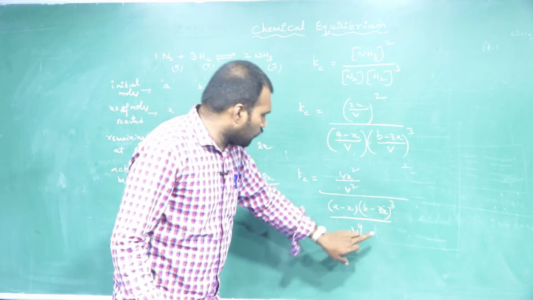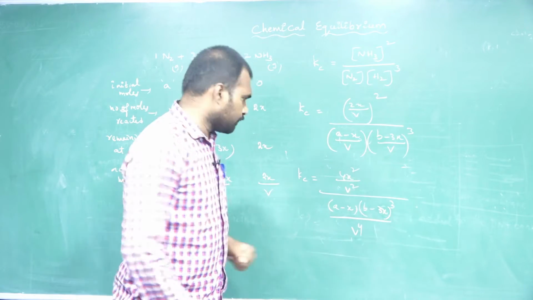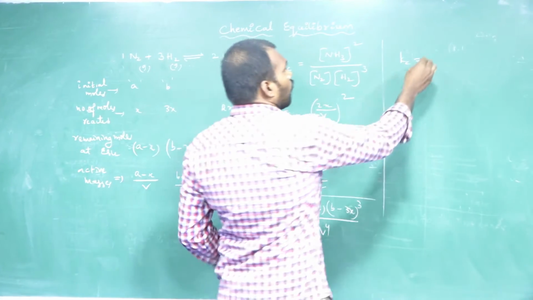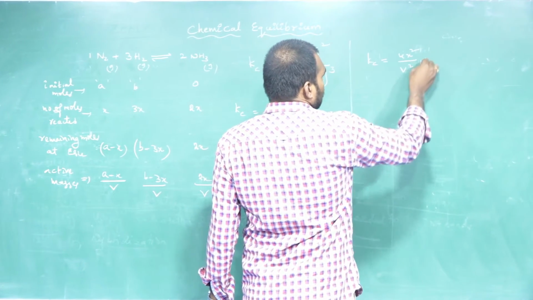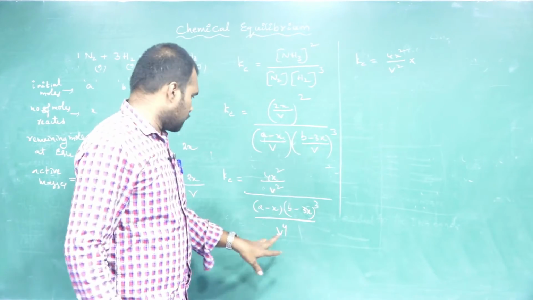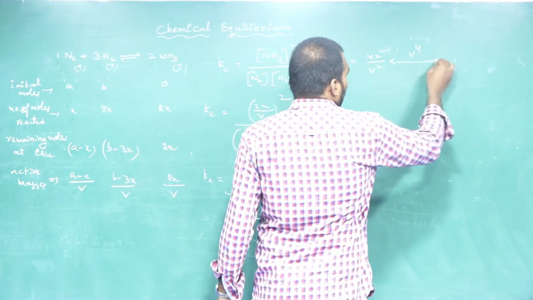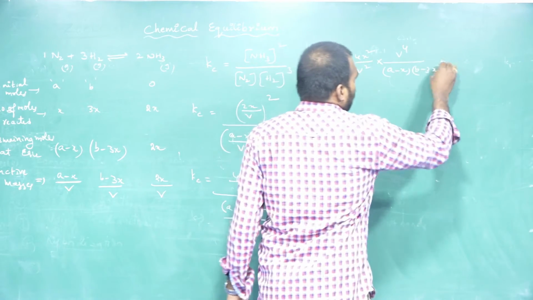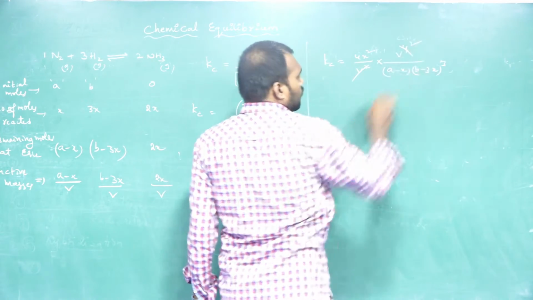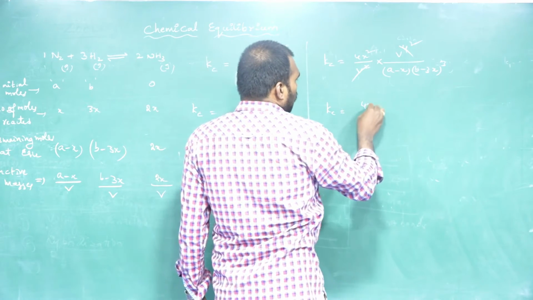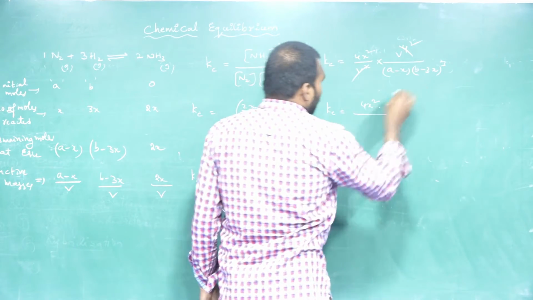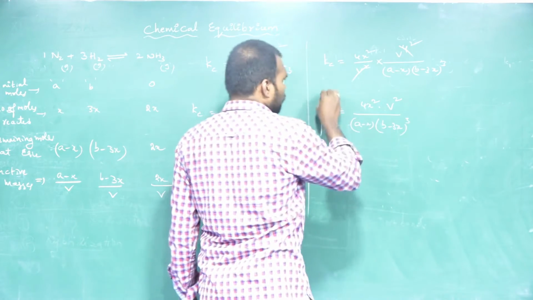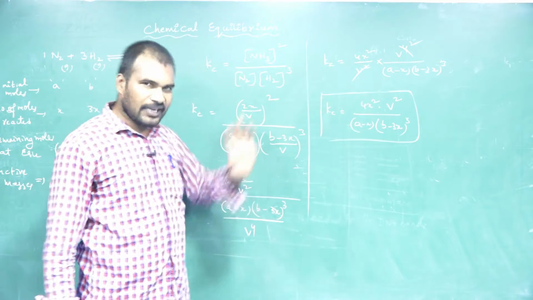Now if you bring this V to the power of 4 to the numerator, the value will be reversed. So Kc is equal to 4x square by V square into, flipped, V to the power of 4 by A minus x into B minus 3x whole cube. V square, 4 becomes 2. Finally, Kc is equal to 4x square into V square by A minus x into B minus 3x whole cube. This is the formula to calculate Kc.